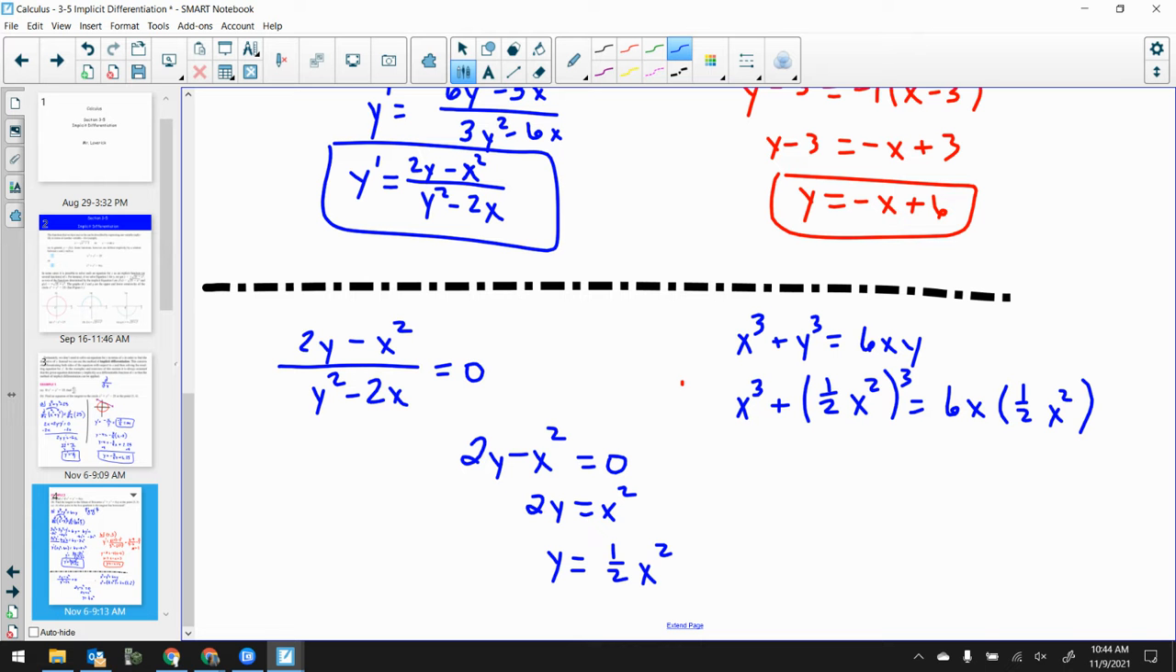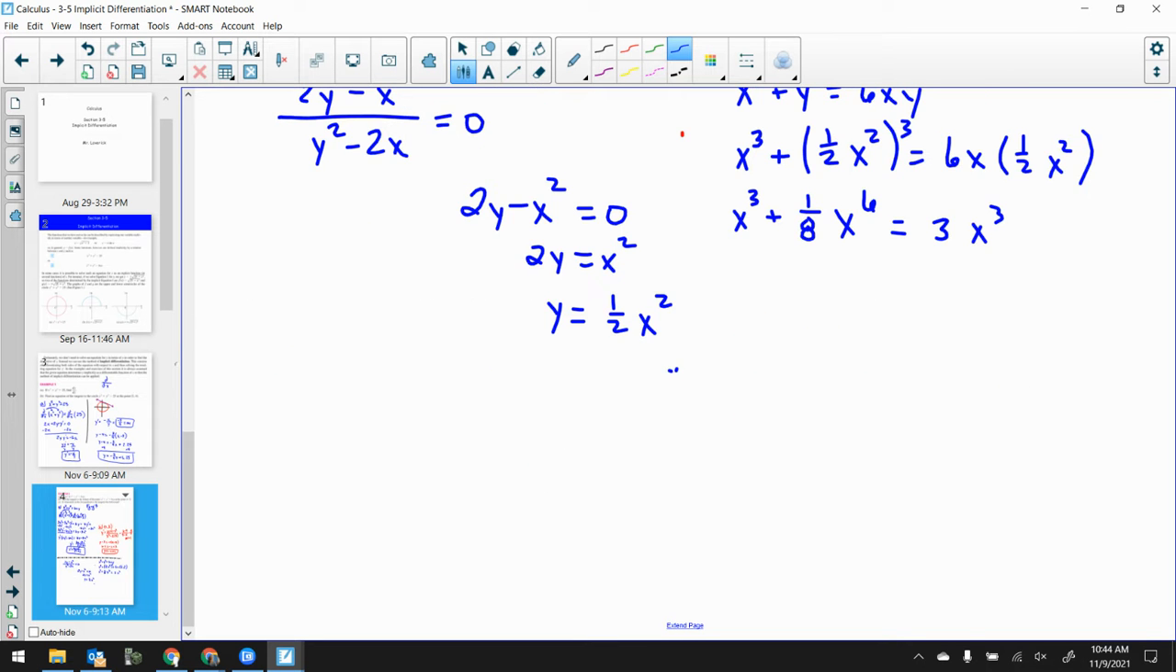So now I solve x to the third plus 1/8 x to the sixth, because power to power means we multiply, and 1/2 to the third is 1/8. And now this is 3x to the third over here. Oh, okay, combine like terms. Move that x to the third over to the other side. So this is 1/8 x to the sixth is equal to 2x to the third. 3x to the third minus 1x to the third is 2x to the third.